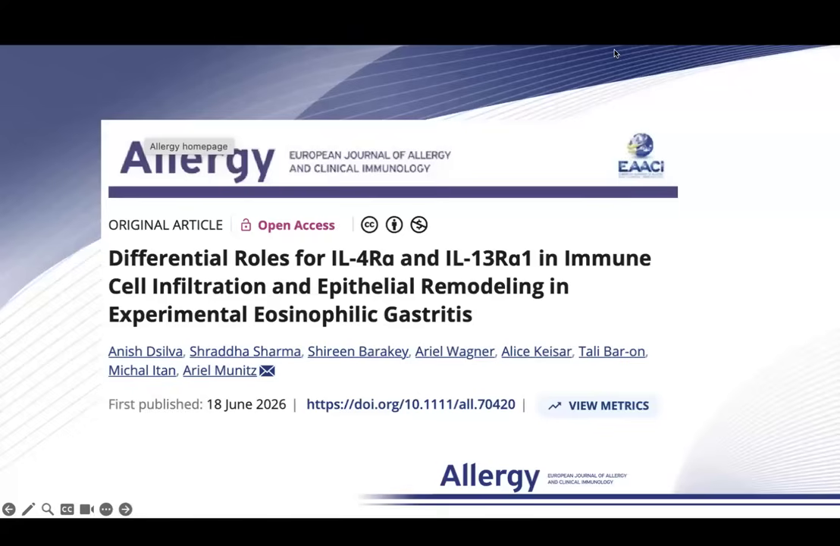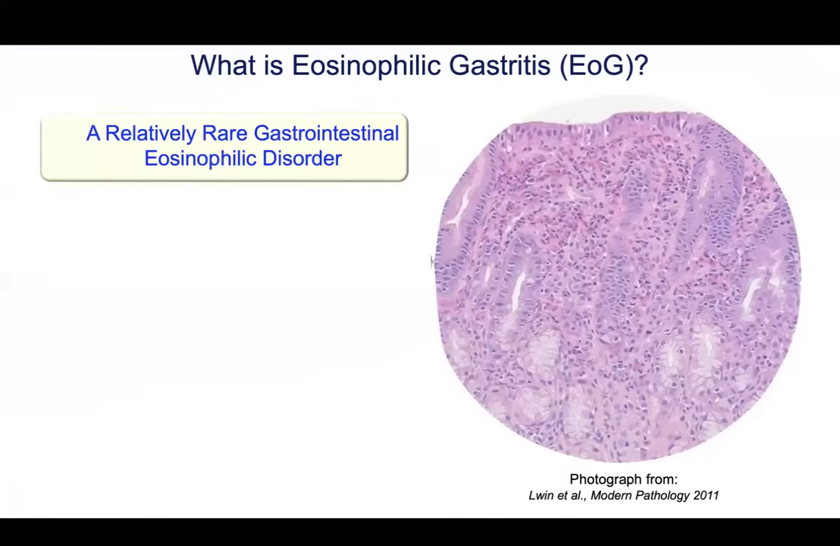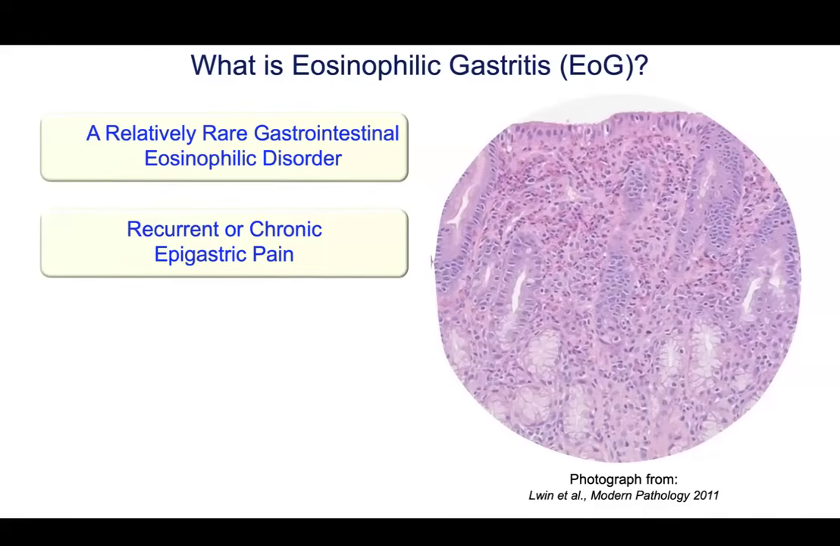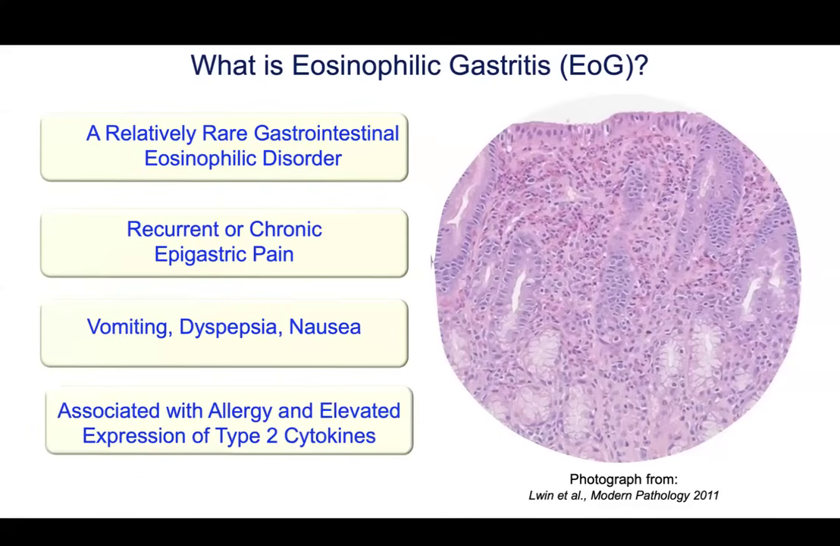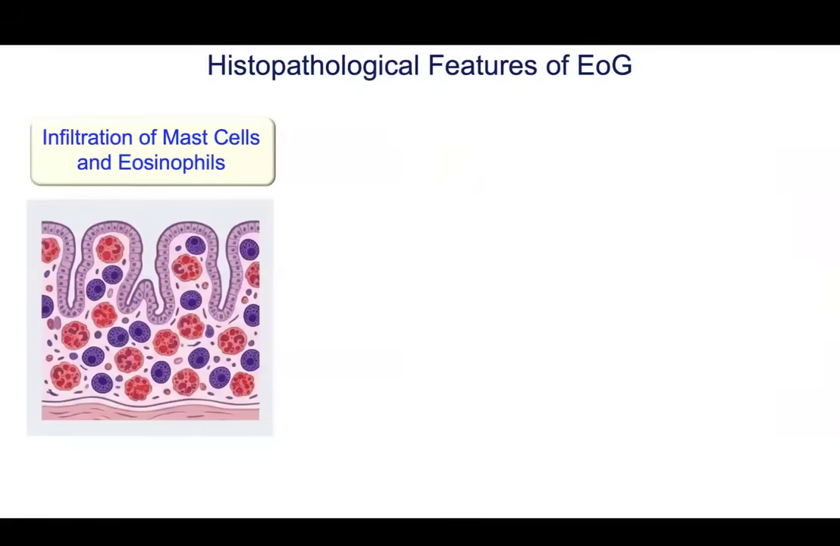Hi, everyone. Today, we will dive into a new research paper that we just published regarding the differential roles of IL-4 receptor alpha and IL-13 receptor alpha 1 in eosinophilic gastritis. Eosinophilic gastritis, or EoG in short, is a relatively rare gastrointestinal disorder that causes chronic pain, nausea, vomiting, and dyspepsia, and is closely linked to allergies and elevated type 2 cytokines such as IL-4 and IL-13.